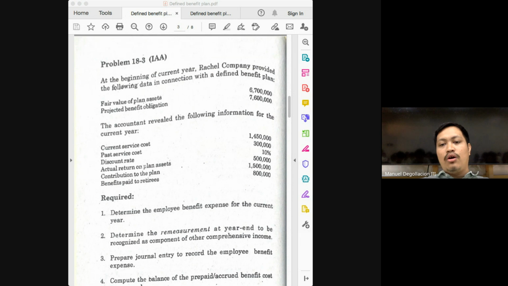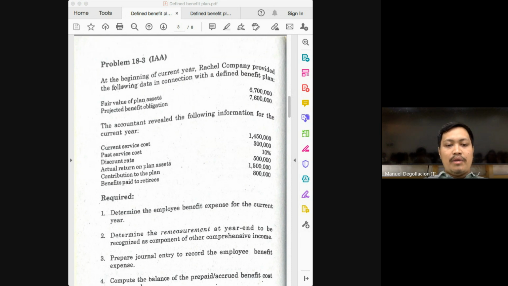Add that with your service cost of 1,750,000. How much do you have? 1,750 plus 90, that would be 1,840,000. And that would be your employee benefit expense. It's important that you remember the components of your employee benefit expense, because that would be a very common question.